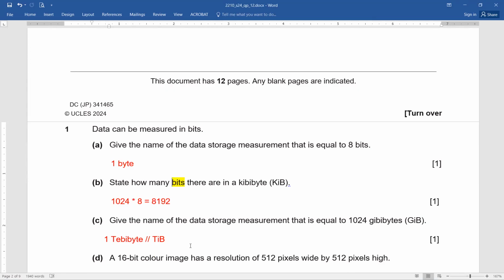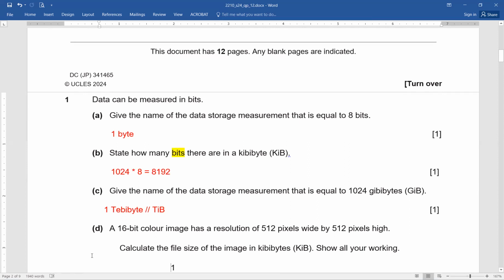A 16-bit color image has a resolution of 512 pixels wide by 512 pixels high. Now, what are we supposed to do here? Calculate the file size of the image in Kibibytes. Be cautious. This is your resolution, and this is mentioned here in this form: 512 pixels wide by 512 pixels high. You have to calculate the file size of the image in Kibibytes. This is your final destination. You have to show all your working. Do not forget that you have to show all your working.